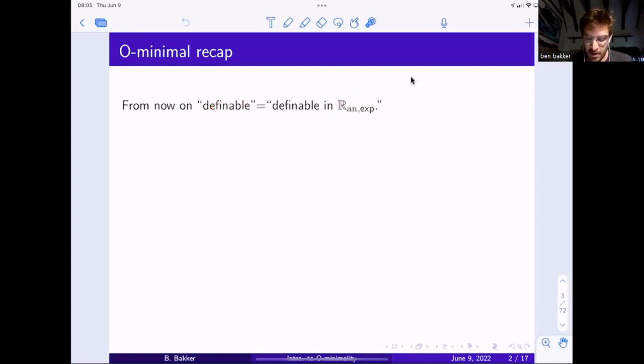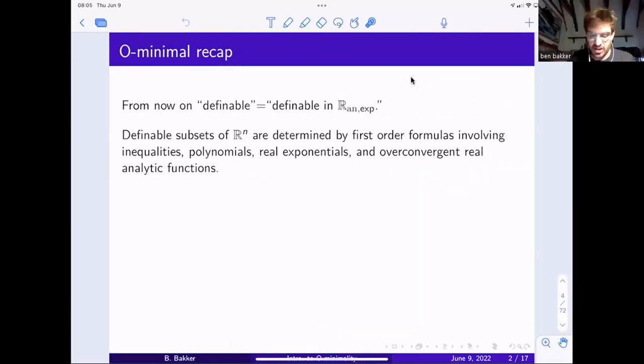So whenever I say definable, I'm going to mean definable within this structure. We'll freely talk about subsets of R^n being definable or functions being definable, and this will all mean definable with respect to R_an,exp. And just to recall, what are the sets that are definable with respect to the structure? They're all sets that are defined in terms of first order formulas involving inequalities, polynomials, real exponentials, and these overconvergent real analytic functions. So we'll get some hands-on experience with this structure today.